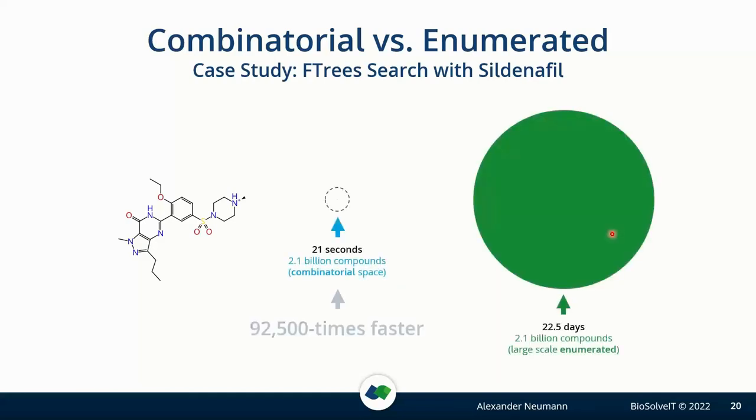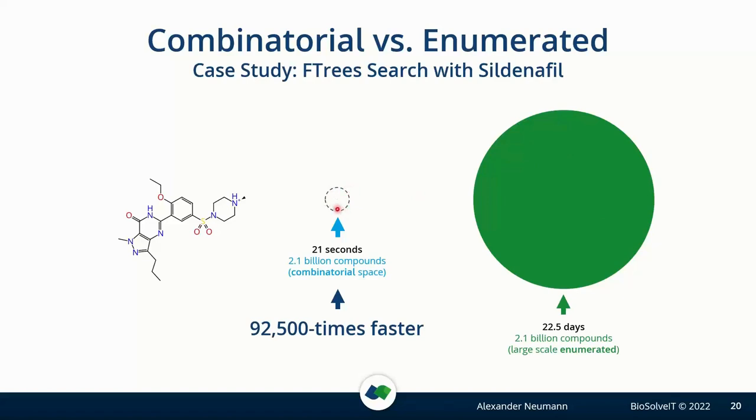Just to give you an idea of how fast it is, if you would use our platform Infinity to screen for something in a 2.1 billion space, which was like Galaxy a few months ago, you would only need 21 seconds to screen those combinatorial space. If you would do the same on the whole 2.1 billion compounds, but enumerated, you would need 22.5 days. So way, way longer.